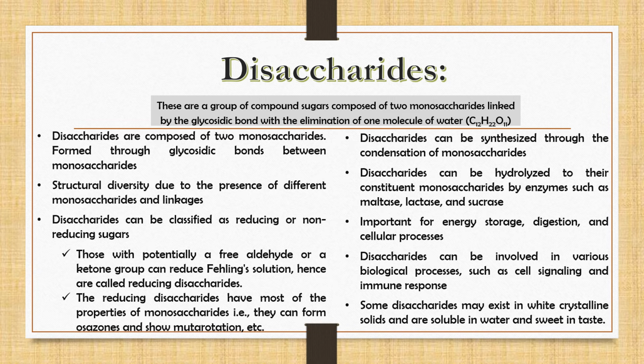Disaccharides can be classified as reducing or non-reducing sugars. Those with a potentially free aldehyde or ketone group can reduce Fehling's solution, hence are called reducing disaccharides. The reducing disaccharides have most of the properties of monosaccharides, that is, they can form osazones and show mutarotation.